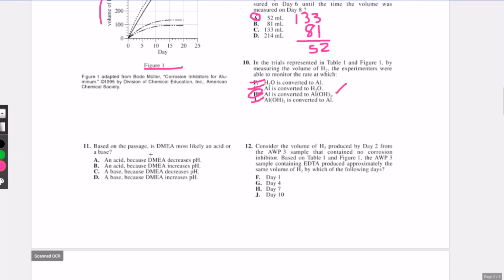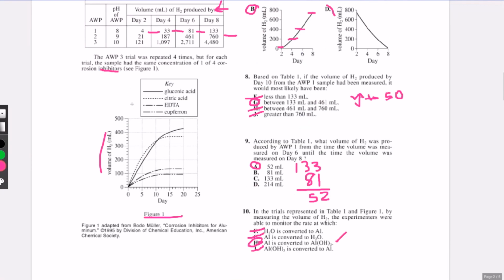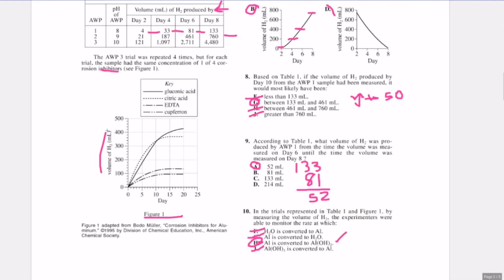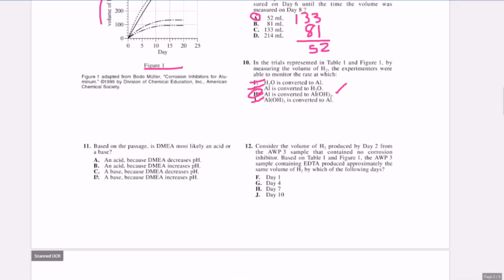Question 11 says, based on the passage, DMEA is most likely an acid or a base. So let's scroll up to where we describe DMEA, and we find that it increases pH. Great that we took note of that. So pH is a measure of how acidic a substance is, and a lower pH means it's more acidic. That's one of the prior knowledge facts that it's really nice to remember, that an acid is going to have a pH of like 1, 2, 3. A base is going to have a pH of like 8, 9, 10. So here it increases pH. If it increases pH, that means it's probably going to be basic, because the bases have high pH values.